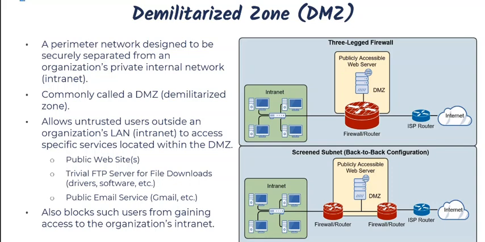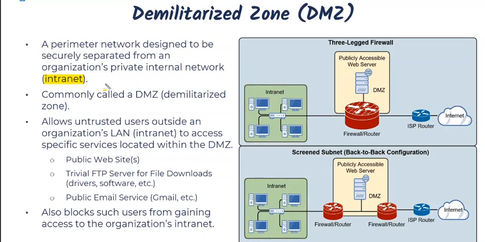Well, a DMZ is a perimeter network that's designed to be securely separated from the organization's internal private network. In other words, their intranet. So the intranet would be the internal LAN. So let's say, for example, I work for an insurance company and we have all of our people that are employed by that company working in an office. We have our internal network where we have our private files and everything else, our private email. That would be within our intranet.